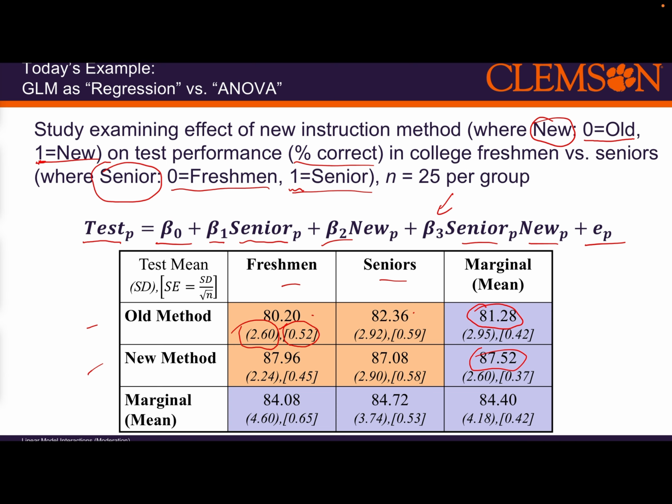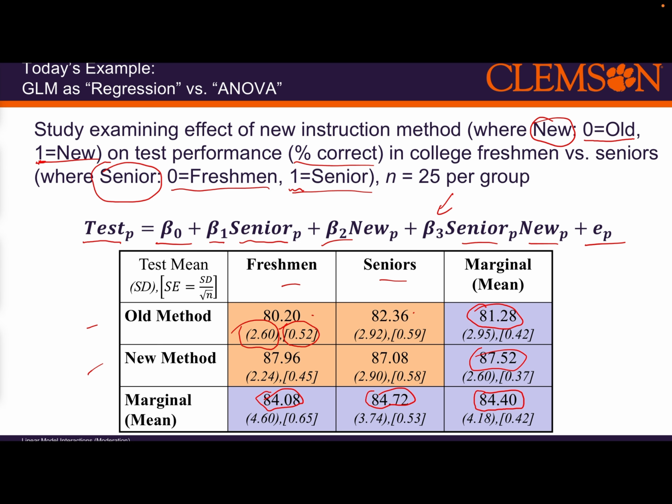So it looks like the new method's doing better. Similarly, the mean of all freshmen, regardless of which method they were in, is 84.08. And the mean for all seniors, regardless of which method they were in, was 84.72. And in this bottom corner right here, this is the grand mean. This is the mean of all students, regardless of freshman, senior, old or new method.